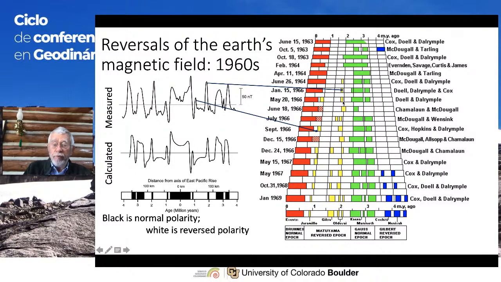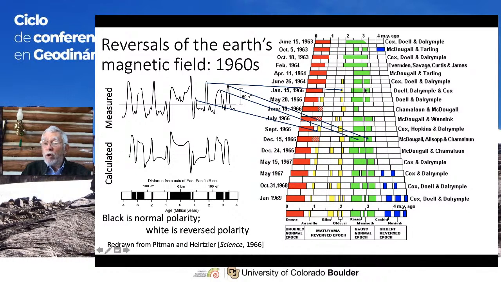That was clear enough. And they could correlate these two peaks with this spread of normally polarized rock with a short interval of reversely polarized material in between. If you go back earlier, that wasn't known. They wouldn't have seen that.